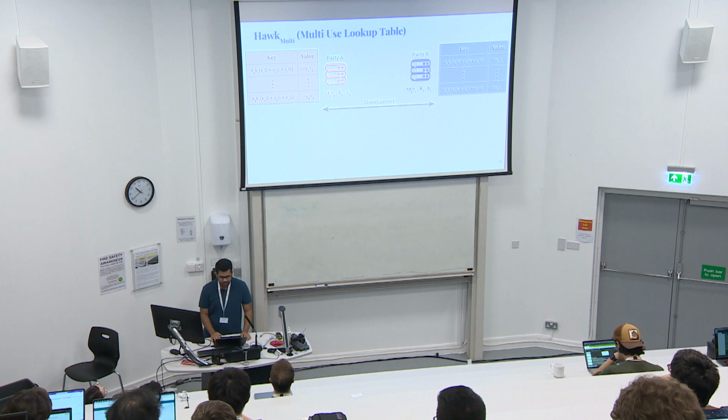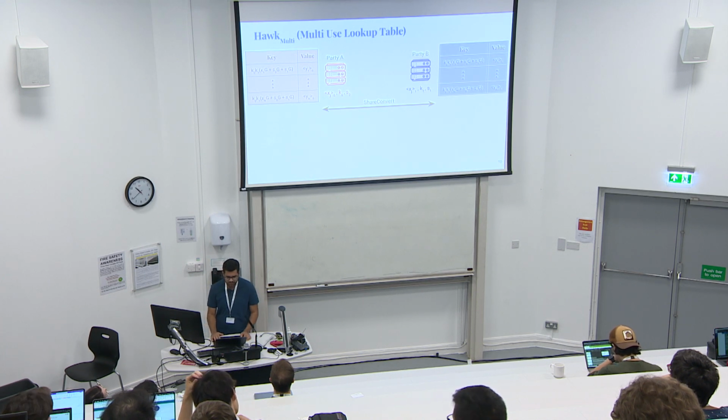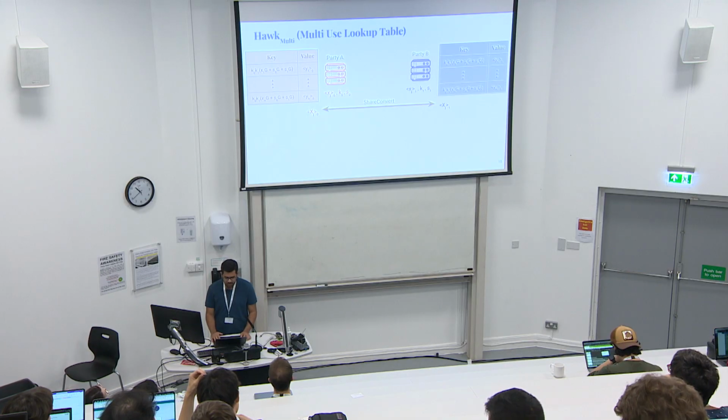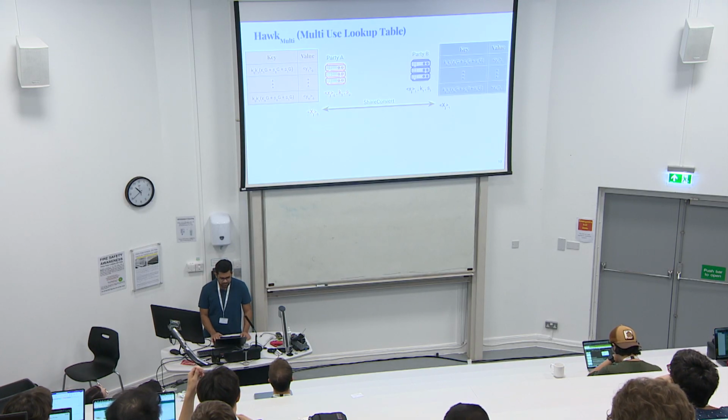First of all, we have to run a share convert protocol. This is a very efficient protocol. It just requires one round of communication. And as a result of this protocol, the parties are able to get shares of capital S xj. After that, party B will send this term to party A.